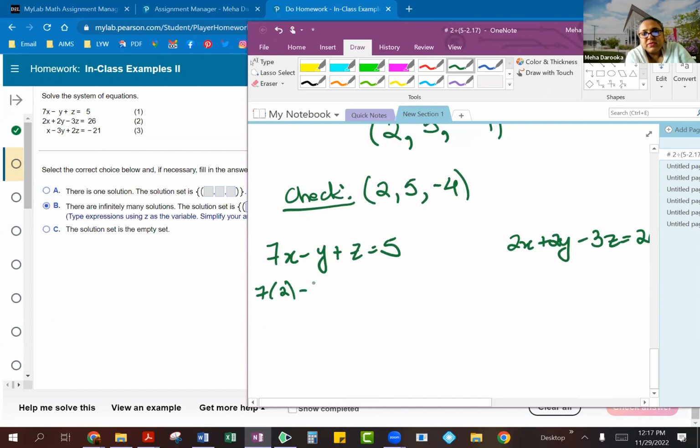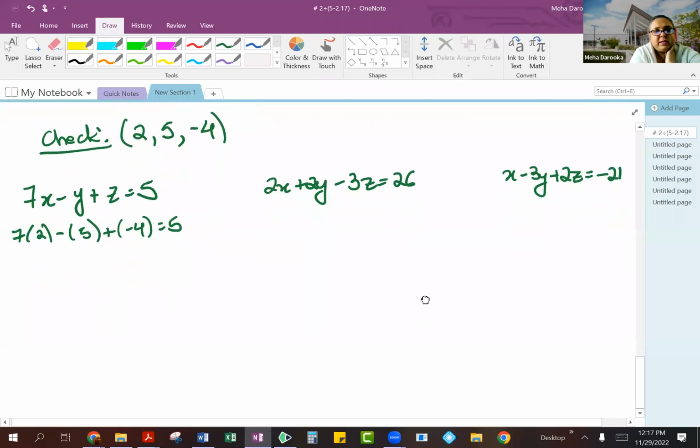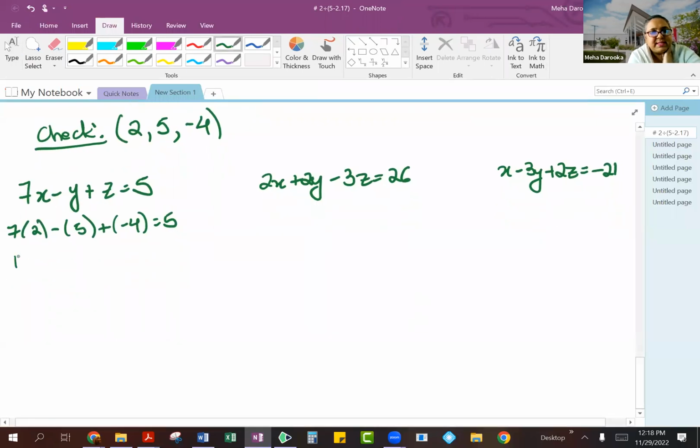7 times 2 minus 5 plus -4. And we want to get a true statement here. So of course, we just did this math. So that will be 14 minus 5. Positive and negative ends up becoming -4. 14 minus 5 is 9. 9 minus 4, of course, gives us 5. So true statement for the first one, it is definitely satisfying the first equation.